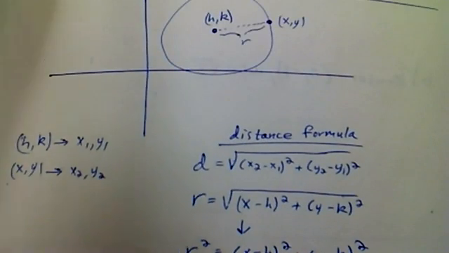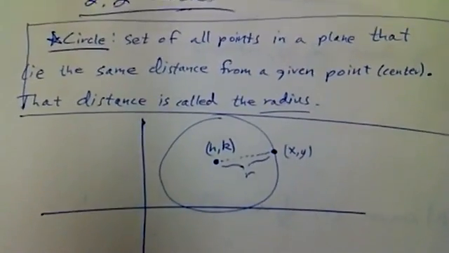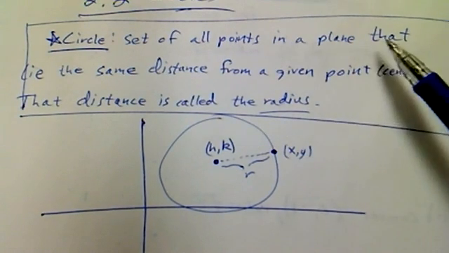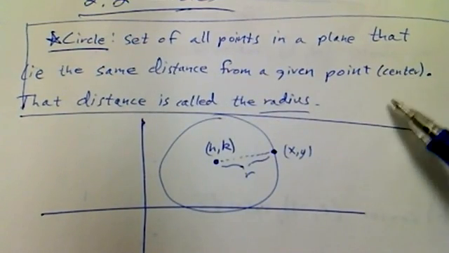Okay, guys, 2.2, we want to talk about circles. So if we want to come up with an equation for a circle, we have to be exact with our definition of a circle. We don't want to just say the round thing. So a circle, I'm going to define as the set of all points in a plane that lie the same distance from a given point. That's what we call the center.